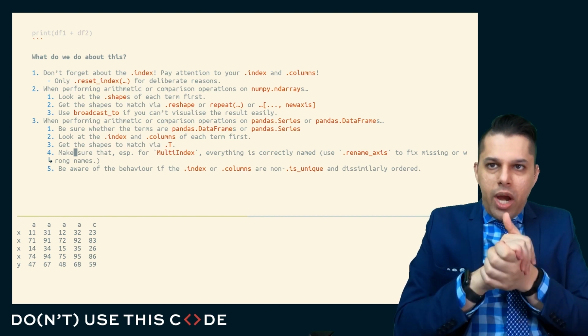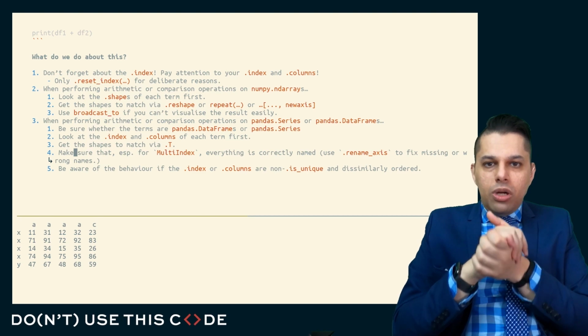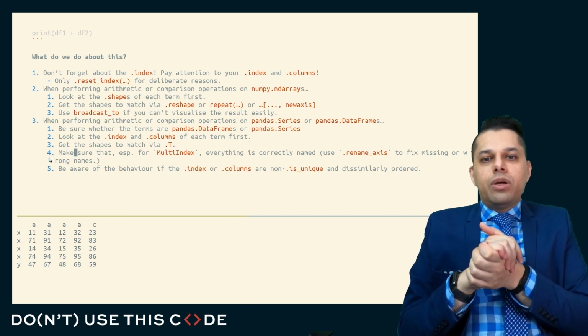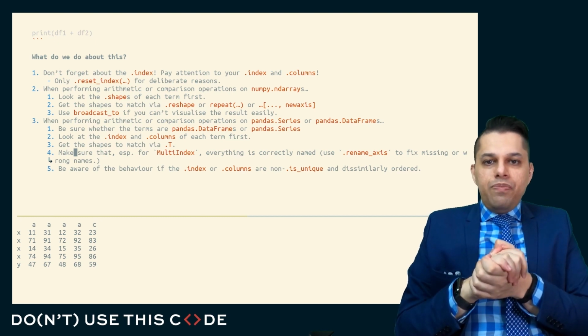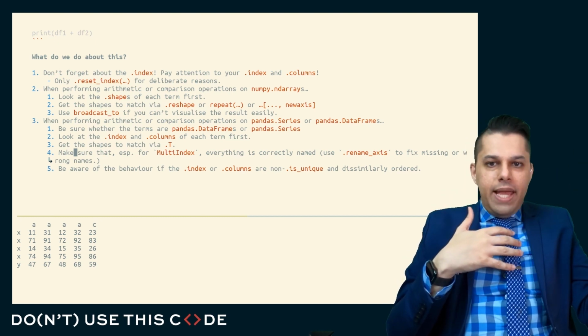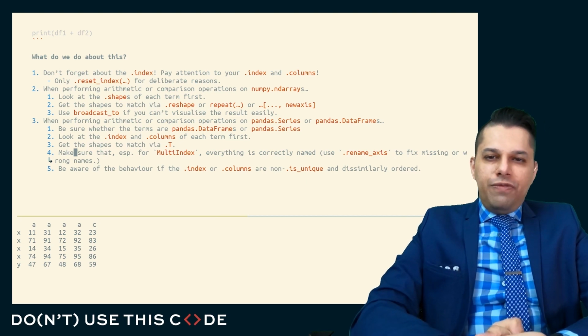And be aware of what happens if your index or columns are non-unique and they're dissimilar. They're dissimilarly ordered is one case where this will pop up, or they're not identical to each other is another case where they'll pop up. For example, you have more A's in one and fewer A's in the other. With that, that should give you the core rules of index alignment.